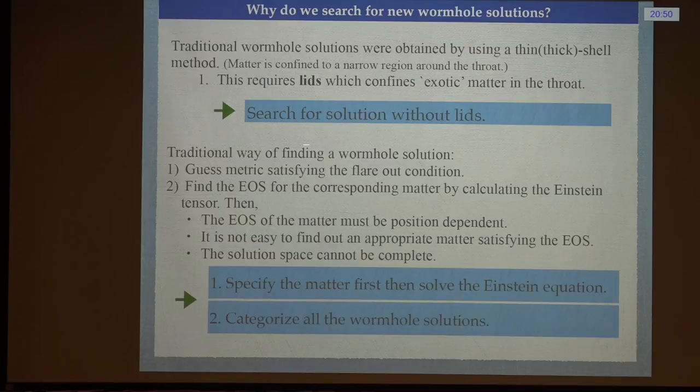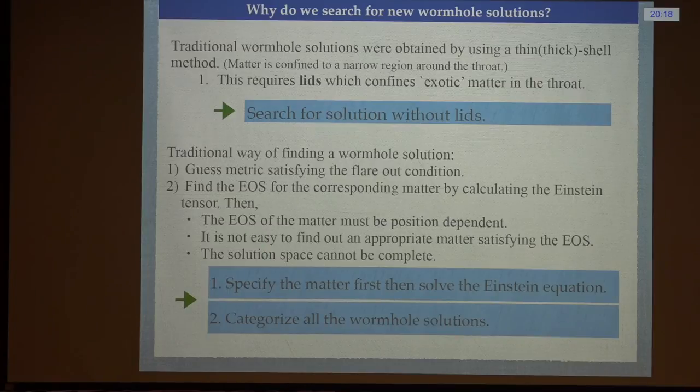Second, the traditional way of finding a wormhole solution is to guess a metric first, satisfying the flare-out condition, and then find the equation of state for the corresponding matter by calculating the Einstein tensor. Then, naturally, the equation of state of matter must be position dependent, and it is not easy to find appropriate matter satisfying the equation of state, and the solution space cannot be complete.